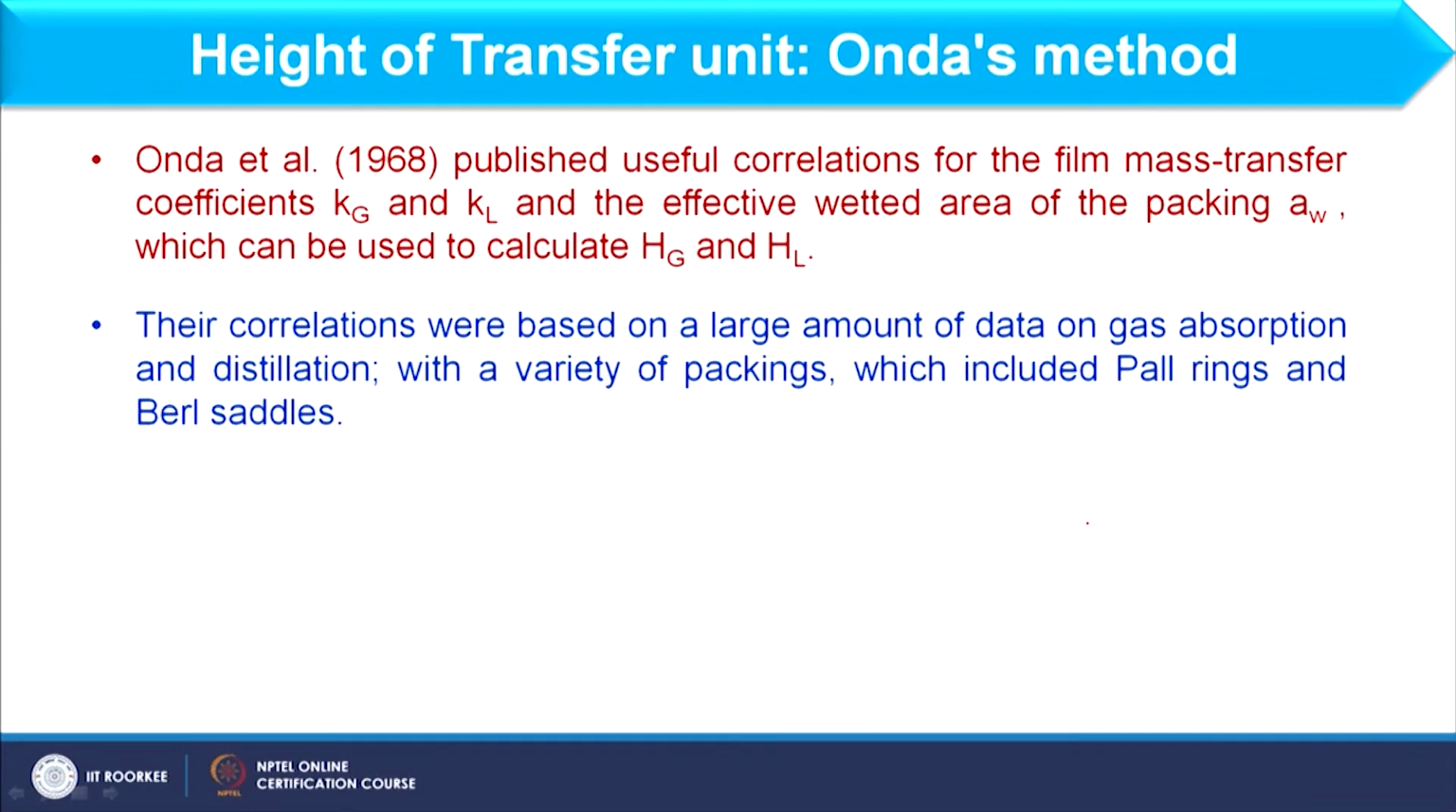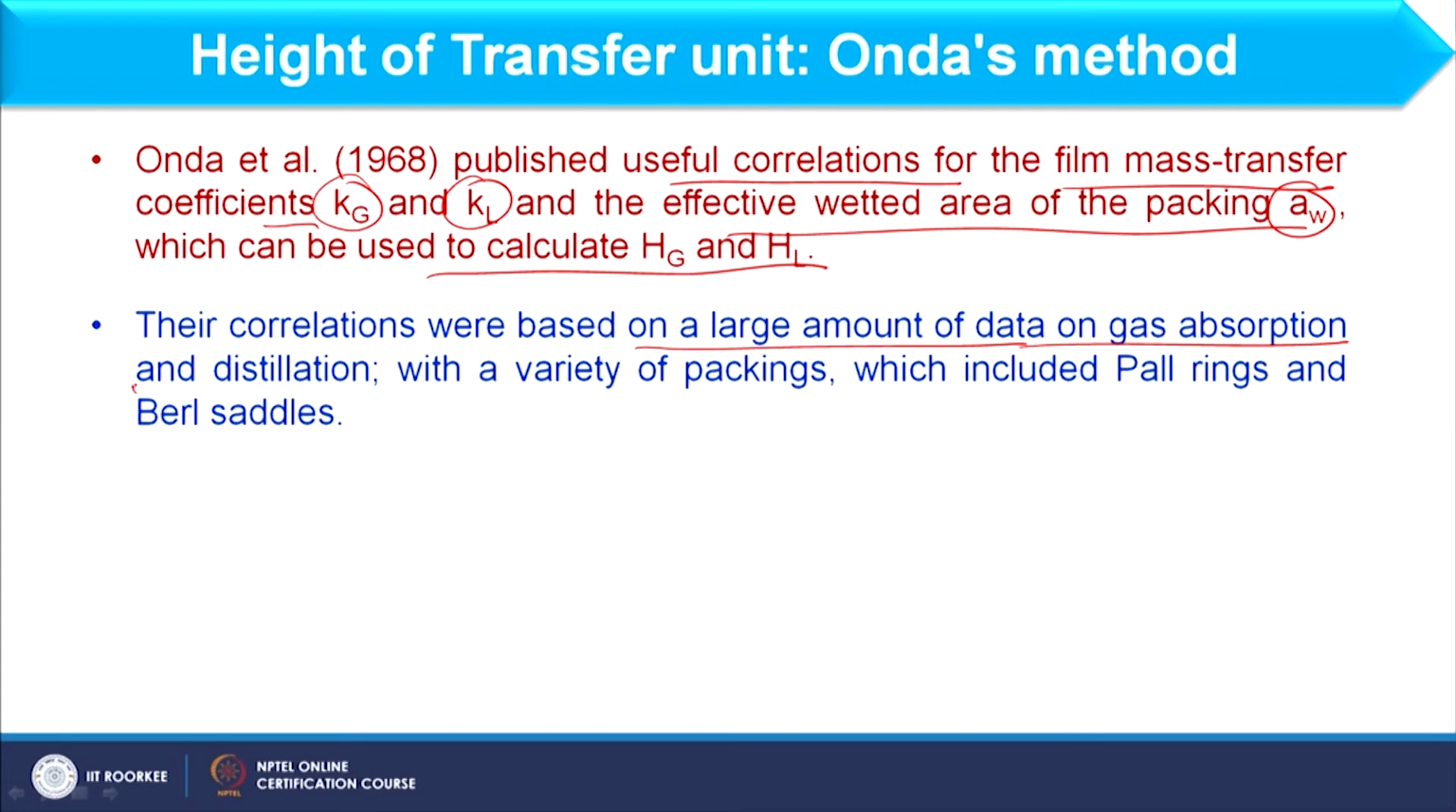And now we have the Onda's method. Onda has given the correlations for the film mass transfer coefficient, that is Kg as well as Kl, and the effective wetted area of the packing, that is Aw, which can be used to calculate Hg as well as HL. And their correlations are based on a large amount of data on gas absorption and distillation with a variety of packing, which include Pall rings as well as Berl saddles. However, Cornell's correlation is basically used for Berl saddles.